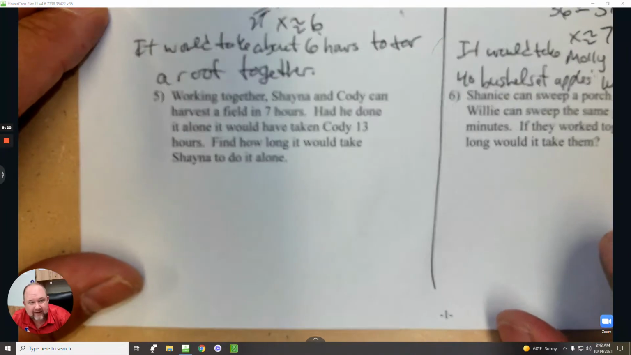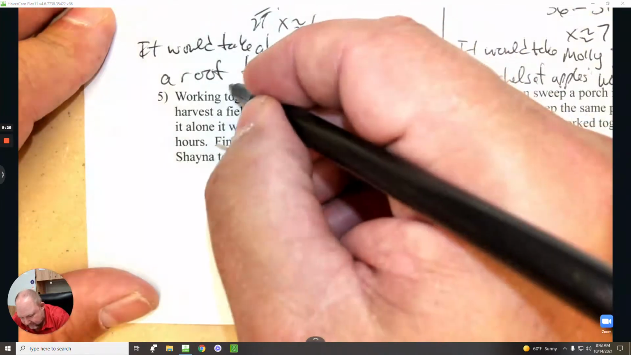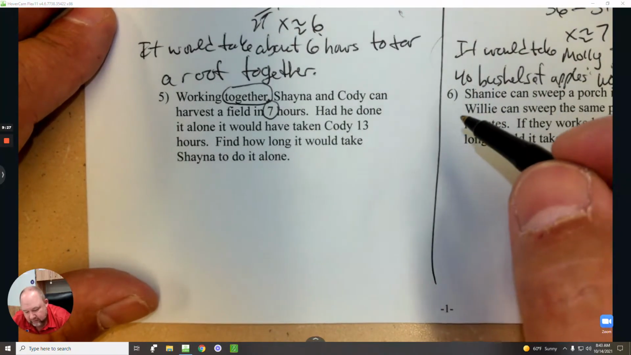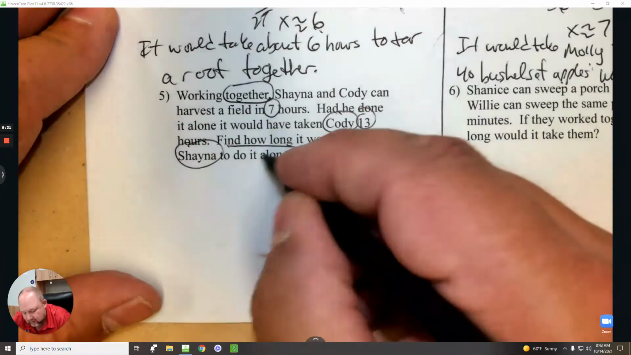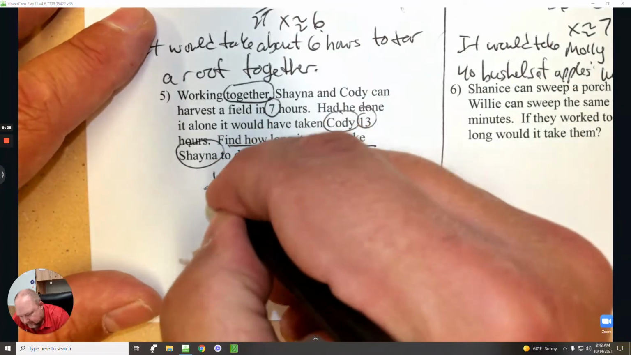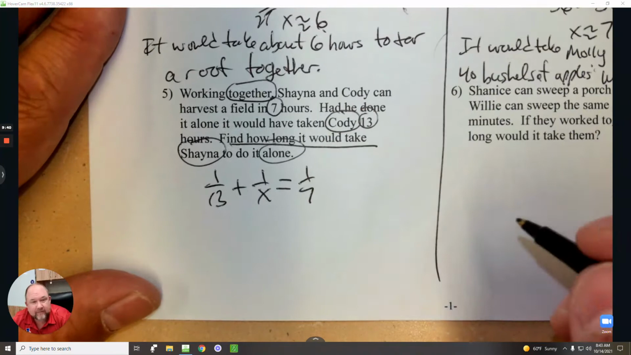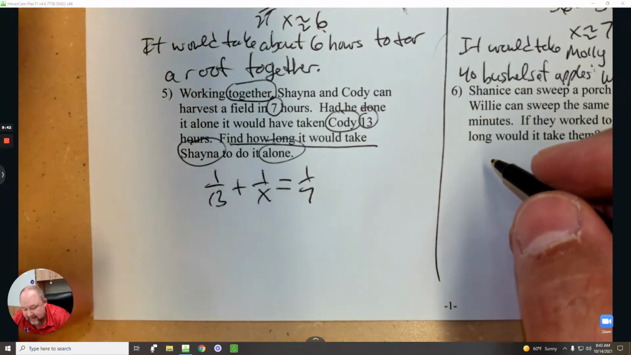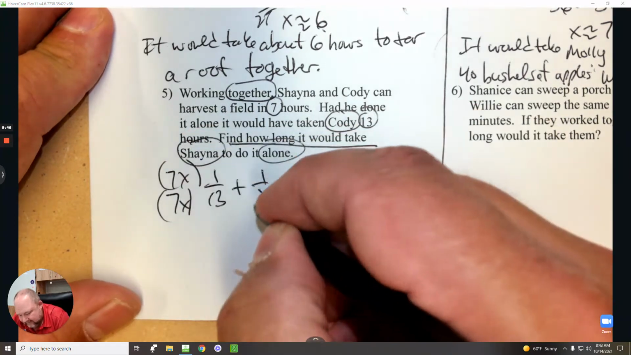Working together, Shayna and Cody can harvest a field in 7 hours. That's together. That's the key word. Had he done it alone, it would have taken Cody 13 hours, and I want to know how long it would take Shayna working alone. So we break it down to understand it. So alone, the rate for Cody, and the unknown, and then together. So 13 times 7 is 91. I'm going to tell you that right now. That's 7x. That's 91.